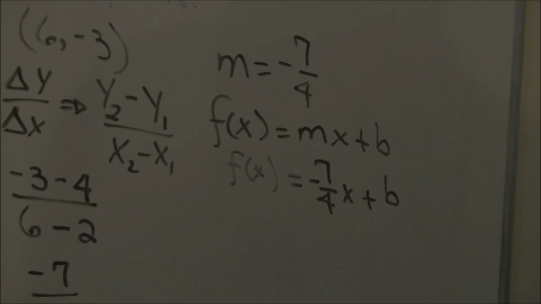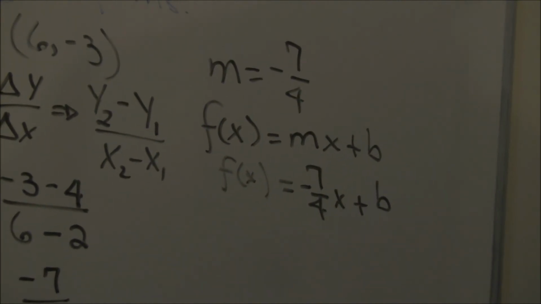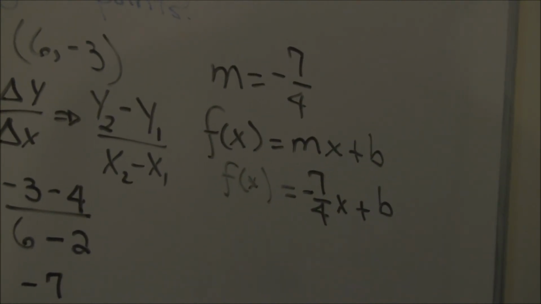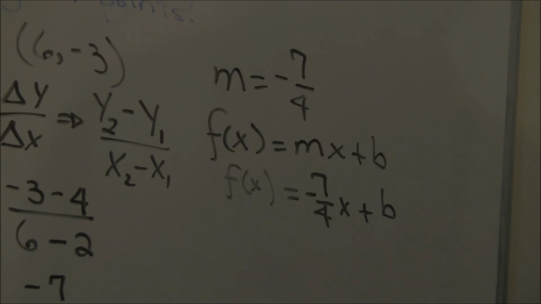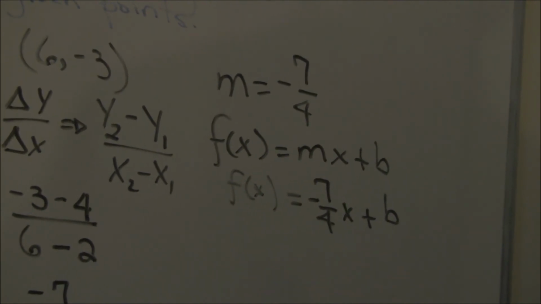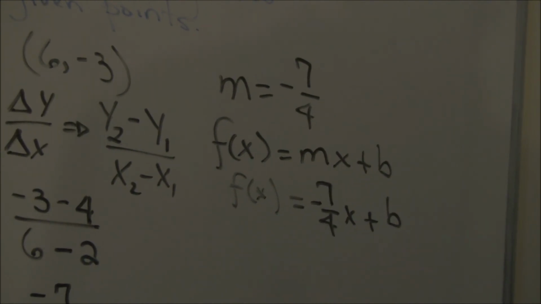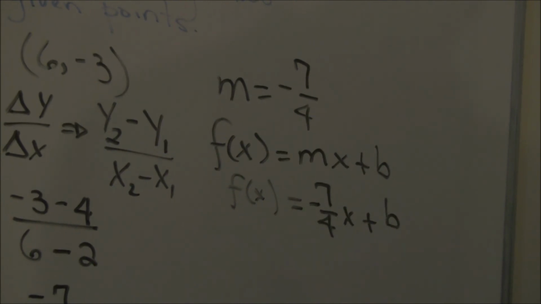And we move our slope where we have the function f of x equals mx plus b. Once we have f of x equals mx plus b, we substitute what we know. In this case, we know m is negative 7 over 4. And we replace m by negative 7 over 4 in the function notation. So we have f of x equals negative 7 over 4 x plus b.